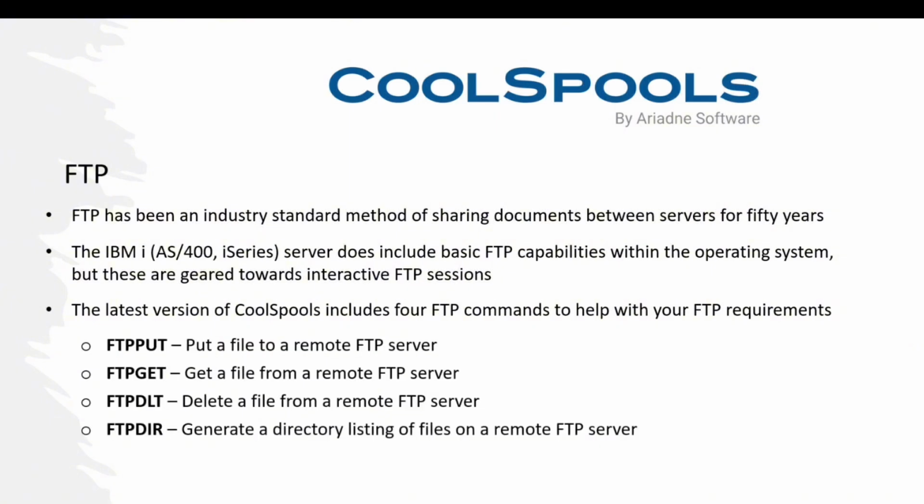FTPPUT puts or sends a file from your IBM i server to a remote FTP server. FTPGET receives or gets a file from the remote FTP server to your IBM i. FTPDELETE deletes a file from a remote FTP server. And FTPDIR generates a directory listing of the files that exist within a directory on a remote FTP server.